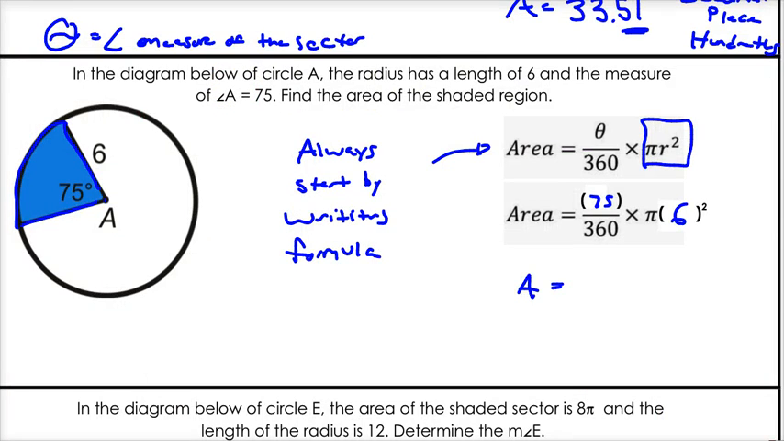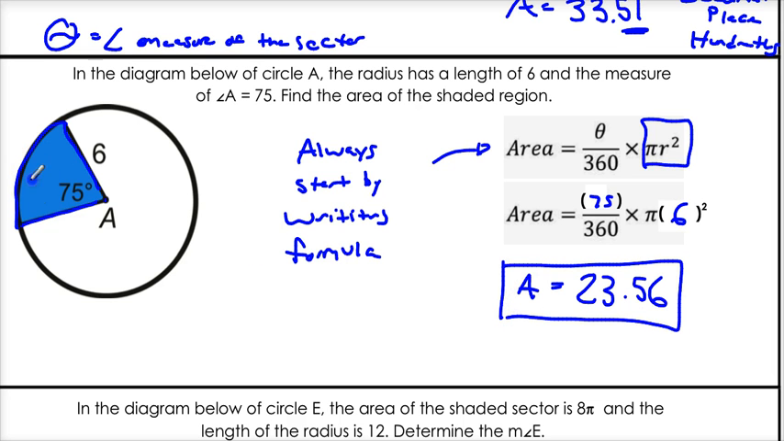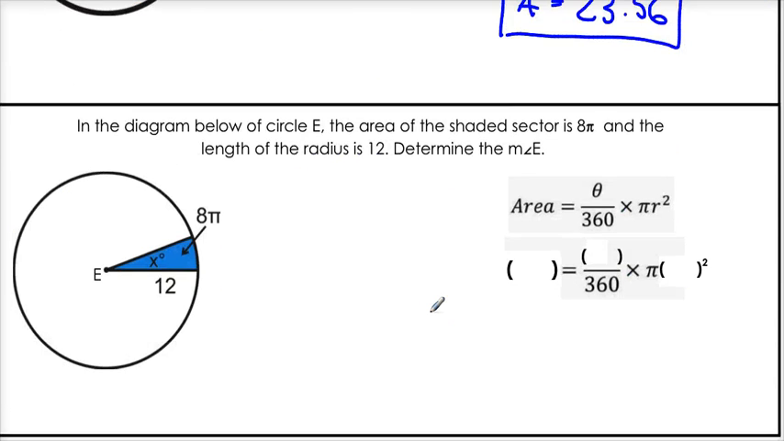So we get area is equal to 23.56. That is the area of the sector. All right, this sector right here has an area of 23.56. All right, rocking along. Now this is the challenge problem.